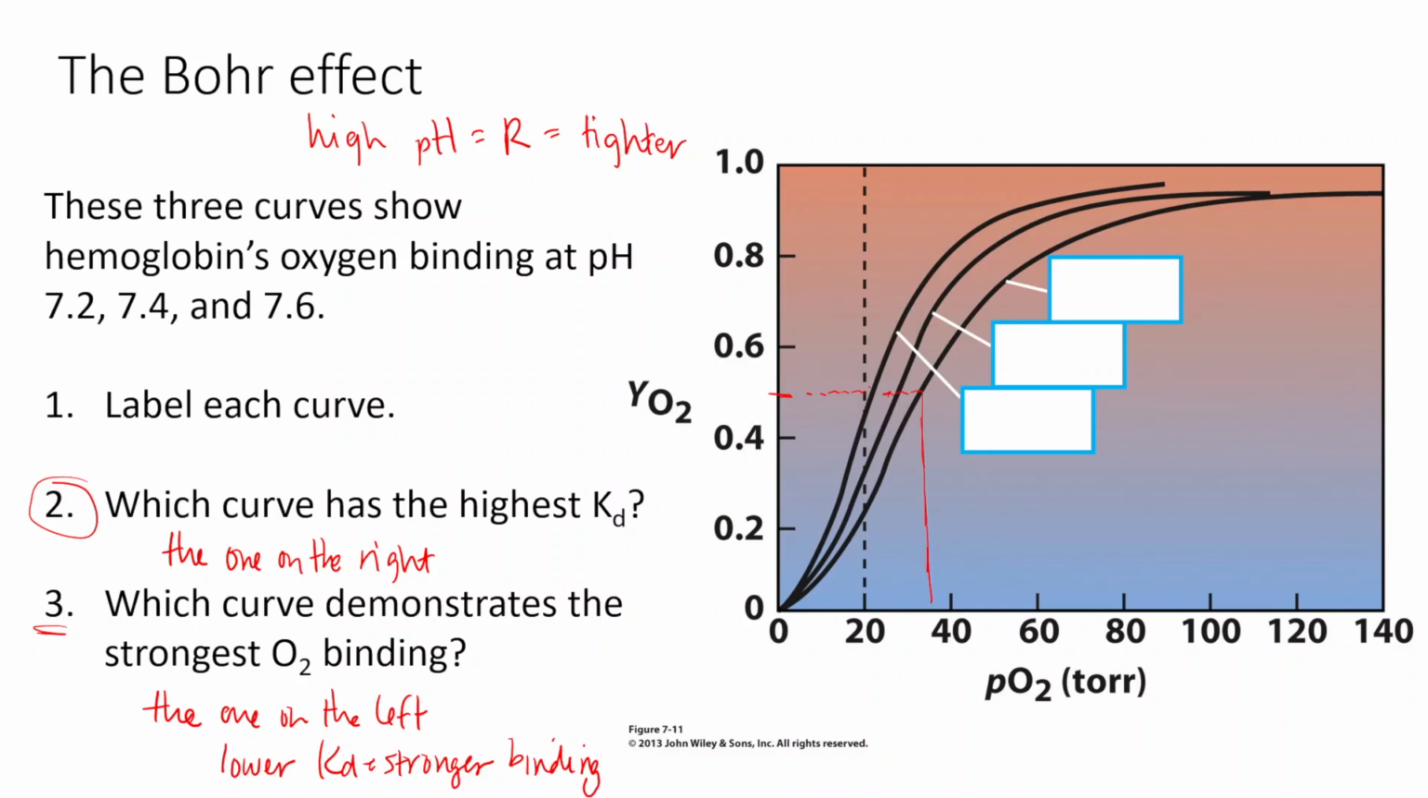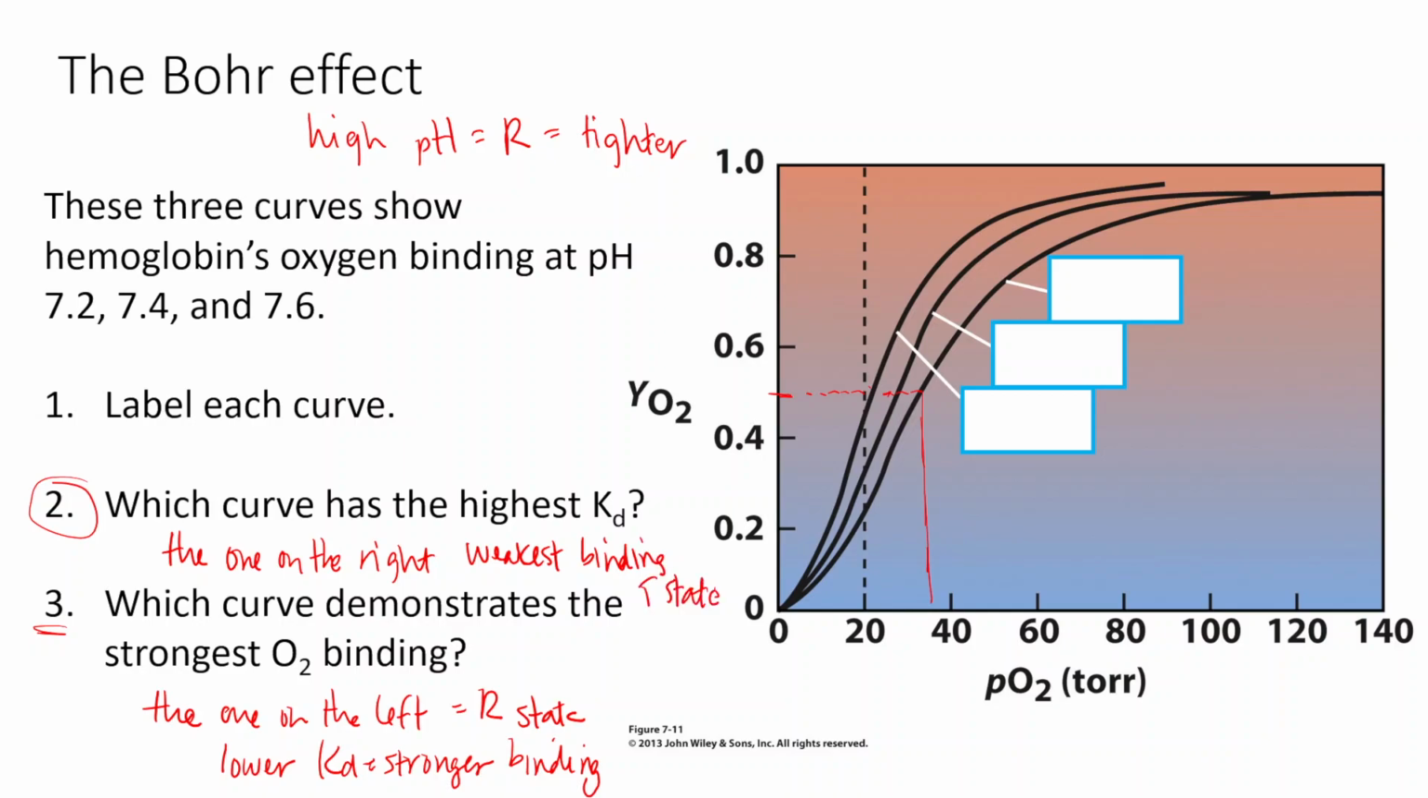Sorry if that's illegible. So if we have stronger binding, does that mean we're in the T state or the R state? Yeah, R state. So for question number 3, the stronger binding one, the one on the left, means we're in the R state. The one that has the highest KD has the weakest binding, and it's going to be the most in the T state.